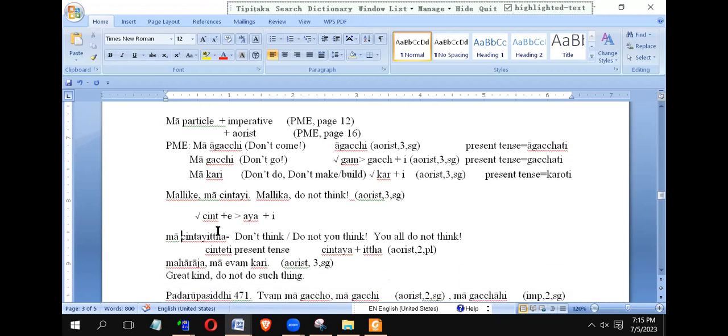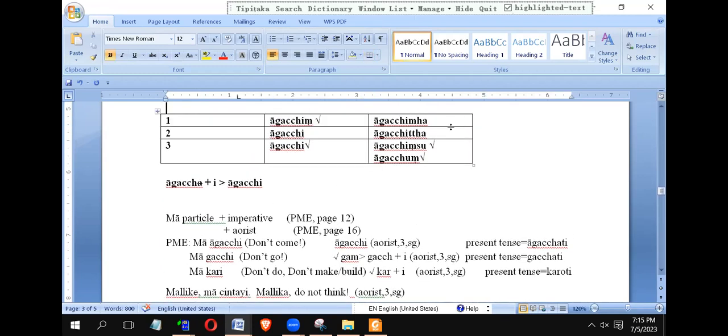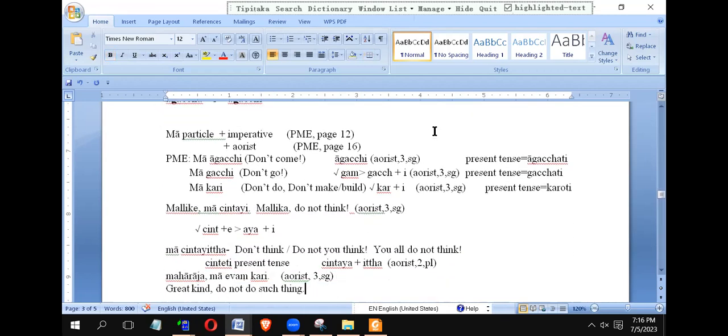So another example, ma cintayittha. Remember, ittha is not third person. Ittha is second person plural, with a verbal termination ittha. So ma cintayittha, also plural here: don't think, or you all don't think. So cintaya like this, plus ittha, is second person plural.